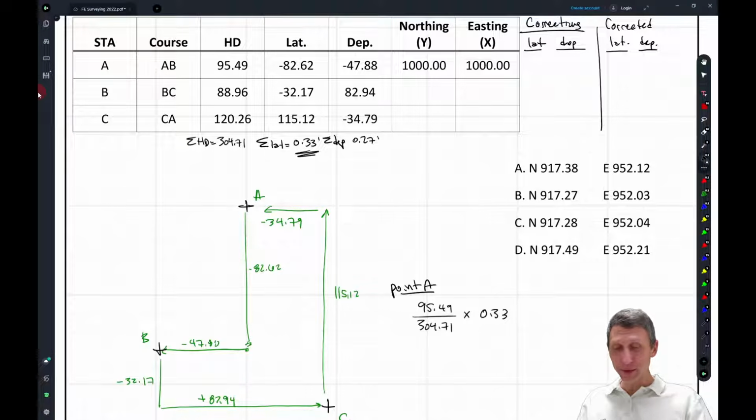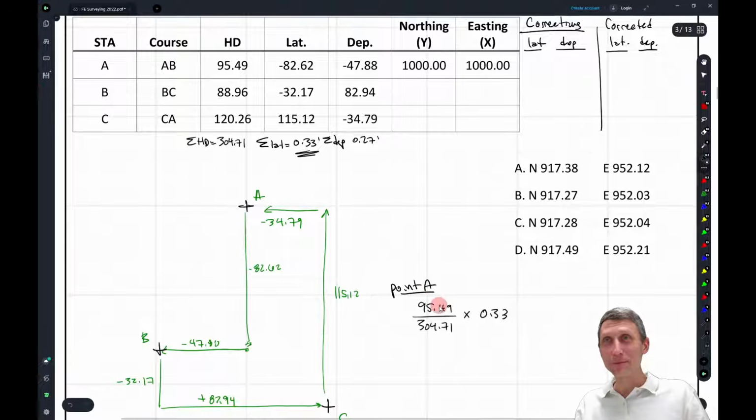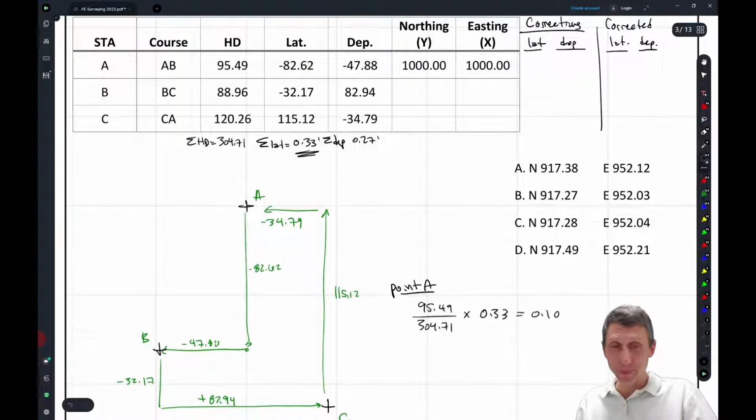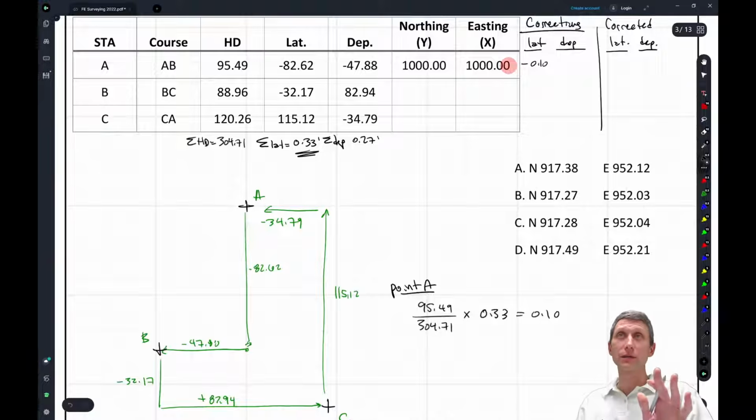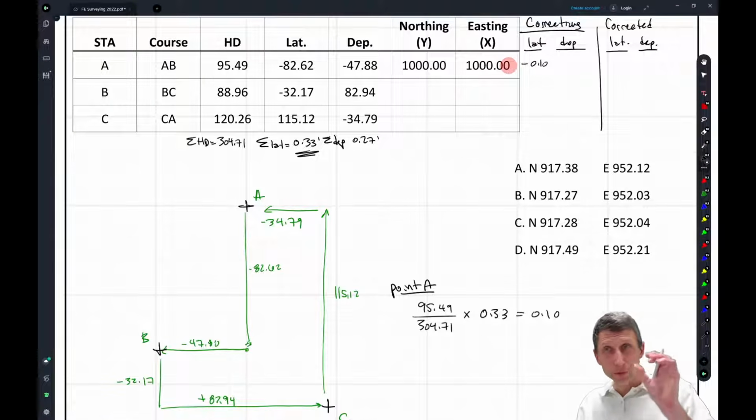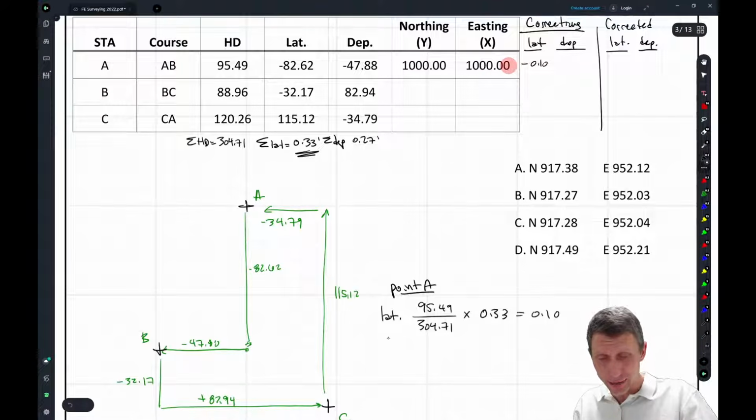It's going to help. But if I plug this stuff into the calculator, what am I going to get? I'm going to get about 0.10. So the correction is going to be 0.10, but we have to think for a second: we're 0.33 over here, so we actually have to subtract this off. We have to say minus 0.10 for our correction. Does that make sense? We're 0.33 too much, so we subtract to get it back down. We can keep doing this, but this is the correction for the latitude.